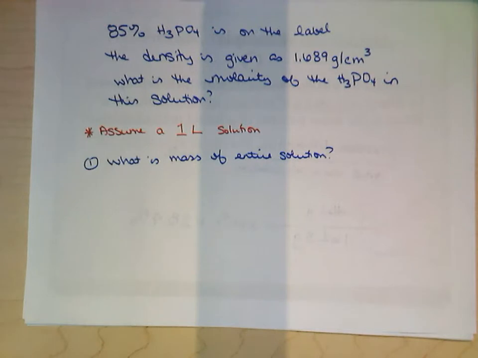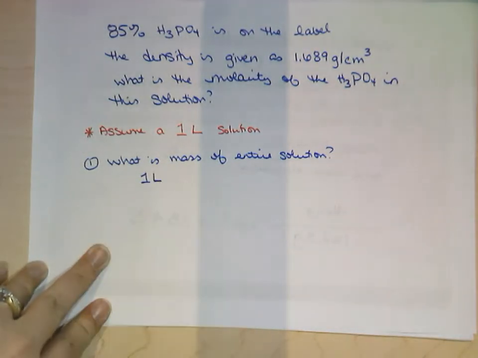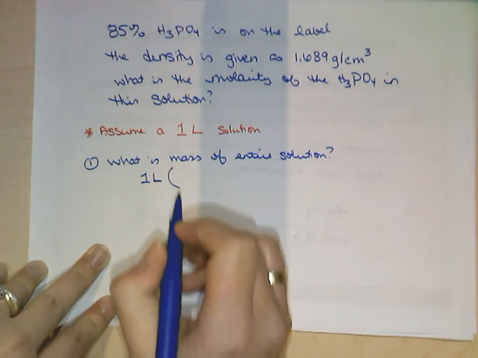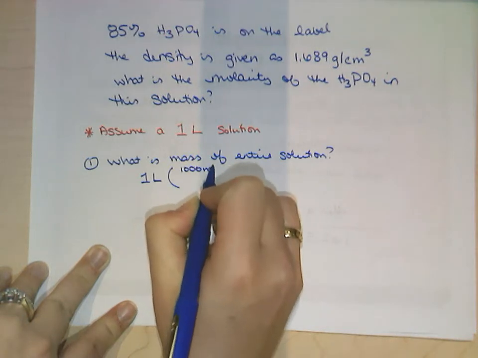If I can figure out the mass of the entire solution, then I can figure out that 85% of that is this much mass. And if I know the mass of phosphoric acid, I can get to moles of phosphoric acid. So I know I have a liter of solution. What's the other thing I gave you in the problem to help you get to how much the solution weighs? I gave you density. Okay, so we have 1 liter, which I didn't give you any significant figures on. Assume an immense amount of significant figures.